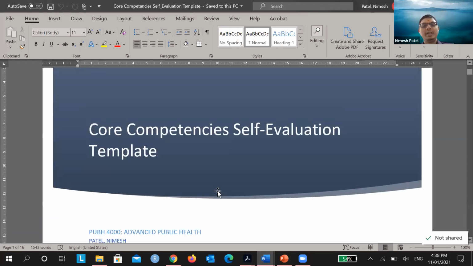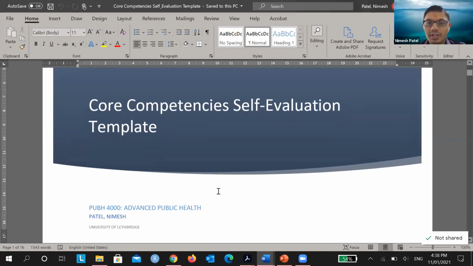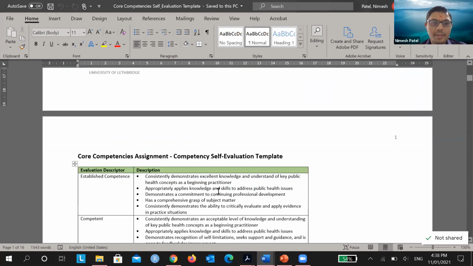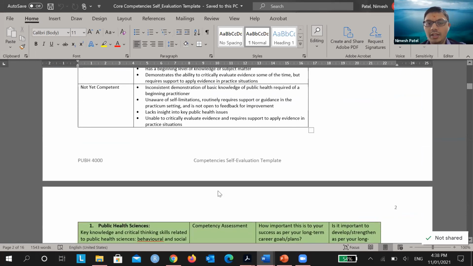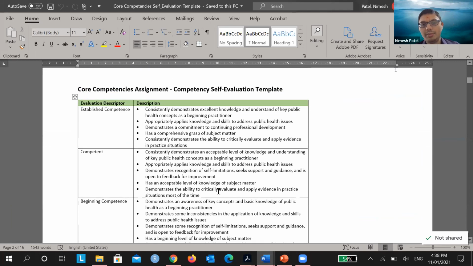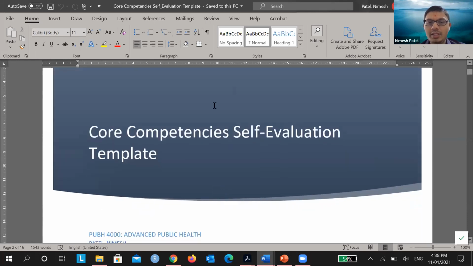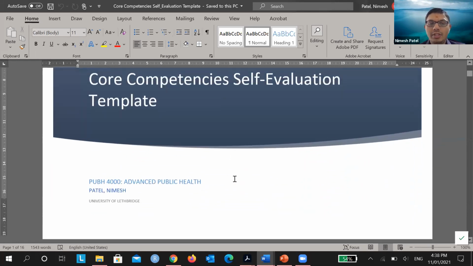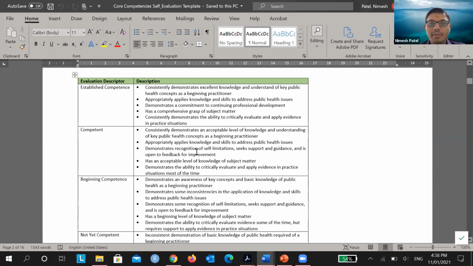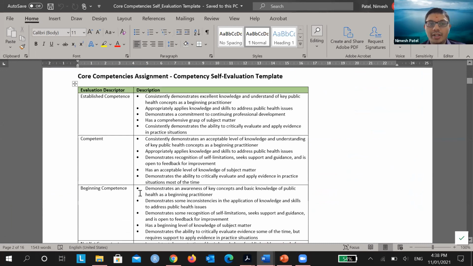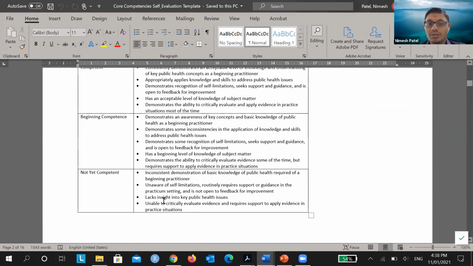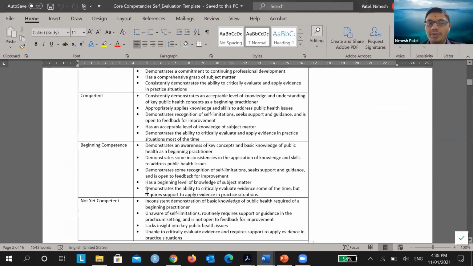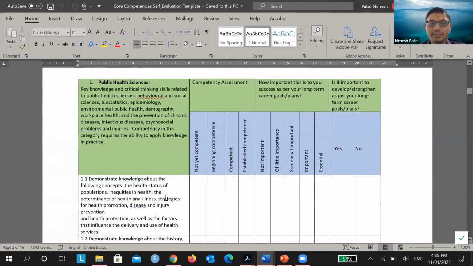So this is the template. Core competency self-evaluation template. Again, these core competencies are the same document developed by the Public Health Agency of Canada. Before you start filling out the template, this is your first assignment. You need to fill out this template. Before you fill it out, make sure you understand the criteria and evaluation descriptors. Make sure you go through them before you grade them. This is so crucial. Don't start your assignment before you have read this carefully.